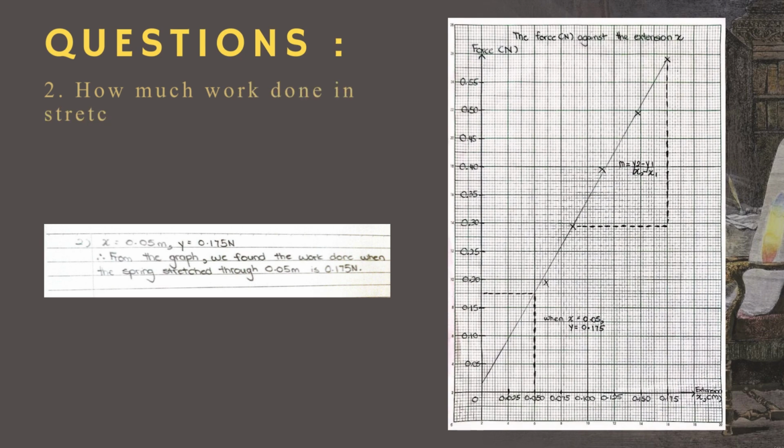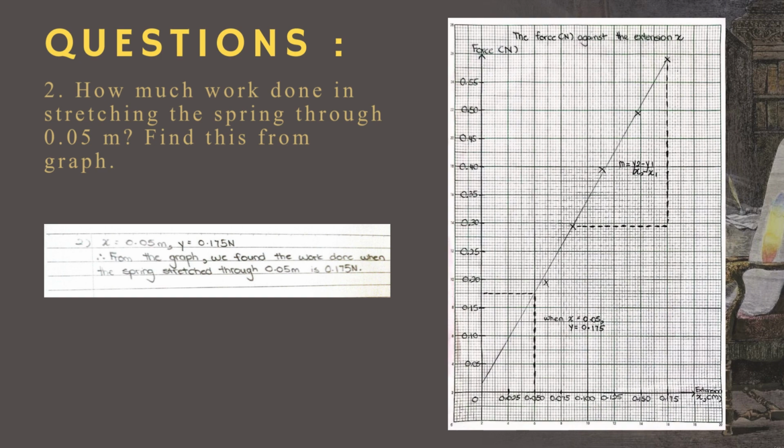So, in this slide, how we find the force applied with the stretching of the spring of 0.05 is to see where x equals 0.05, touch the straight line and get the y point, which is 0.175 newtons.